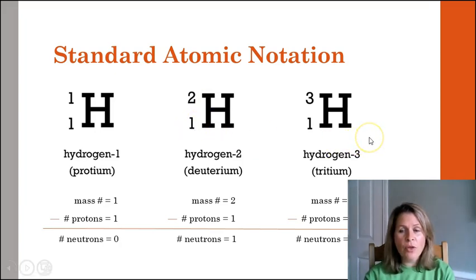And then there is a third isotope of hydrogen that's even less common than this one is. And that one, the atomic mass is 3. We know that the number of protons is always 1 because that's what identifies it as being hydrogen. So that means 3 minus 1, the mass number minus the number of protons, tells us that there must be 2 neutrons in the nucleus of this hydrogen atom.